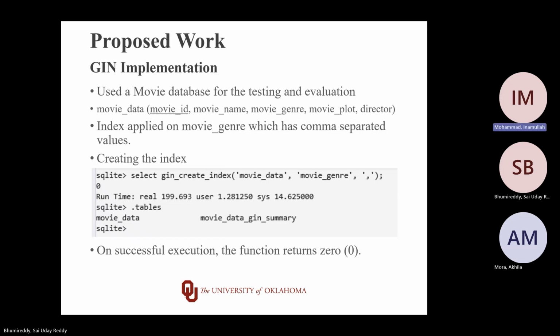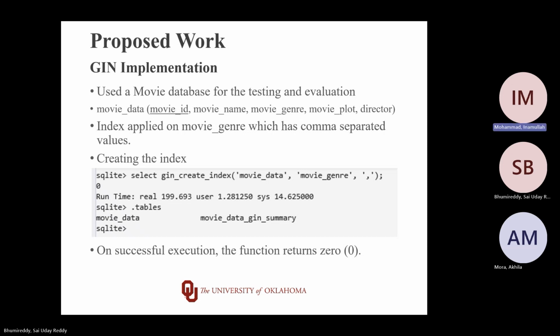So for the testing and evaluation of the GIN index, we used a movie database. It has around 10,000 records. The schema has five columns: movie ID, movie name, movie genre, movie plot, and director. Movie ID is the primary key. All of these five are strings. We applied the index on the movie genre, which has comma separated values.